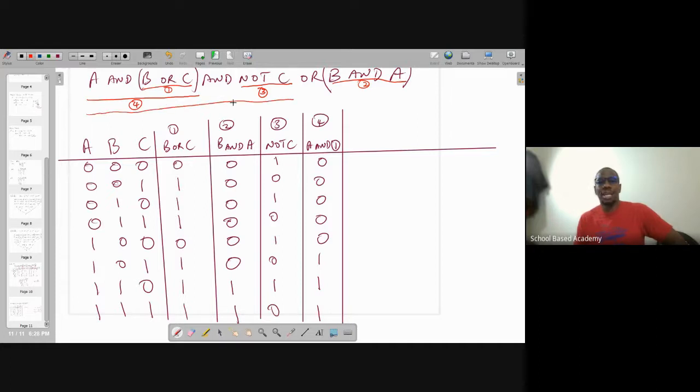Right? We have to go there. So this is the fifth thing that we do. The fifth thing that we do is the result of 4 and the result of 3. So we take the result of 4 and the result of 3.